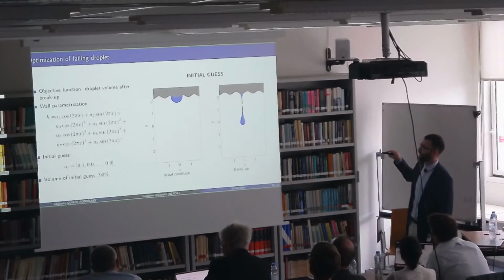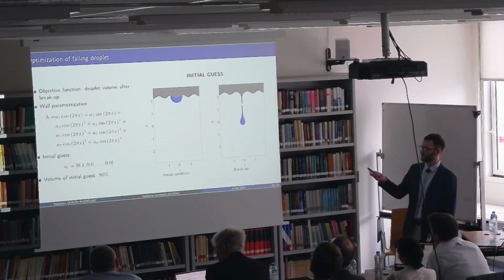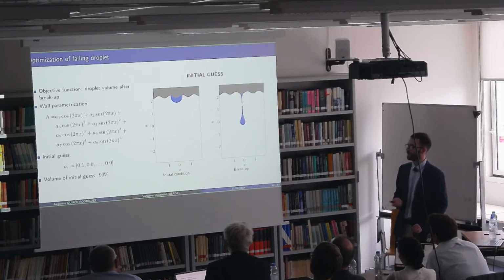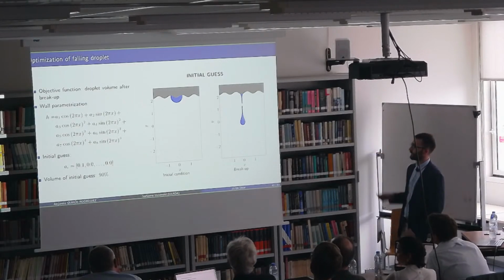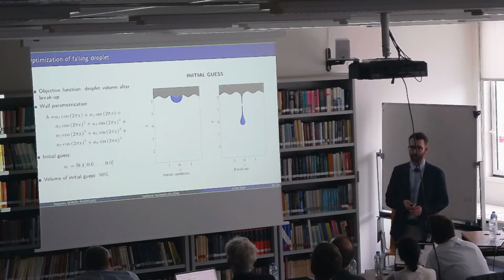So we consider this case that I showed you before with a falling droplet, where the objective function was set to the volume of the drop that falls after the breakup. We parameterize the rough wall with 8 design parameters that we aim to optimize. And here for the initial guess, which is this case, we obtain an initial volume of 19% of the total volume. And then we apply the EnVar method.